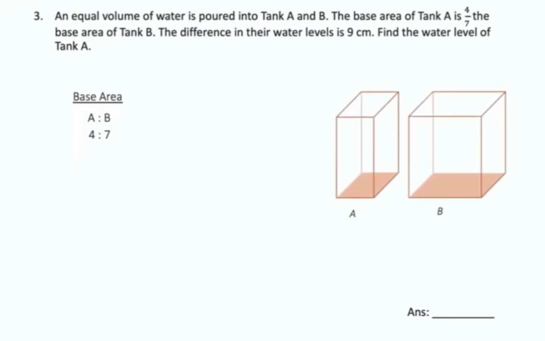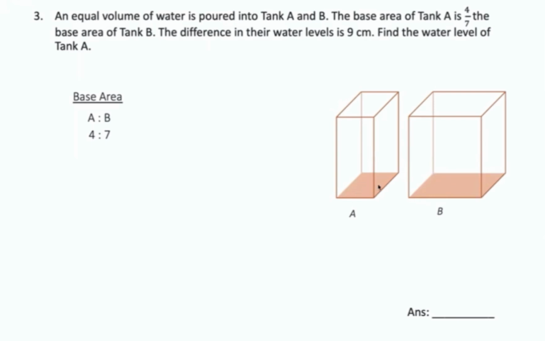So they give you the base area of tank A is 4/7 the base area of tank B, meaning 4 refers to A, 7 denominator refers to B. Okay, so you do this. Now, given that there is equal volume of water, meaning the water in both tanks is the same. Two tanks, there are two different base areas. B has a bigger base area, A has a smaller base area.